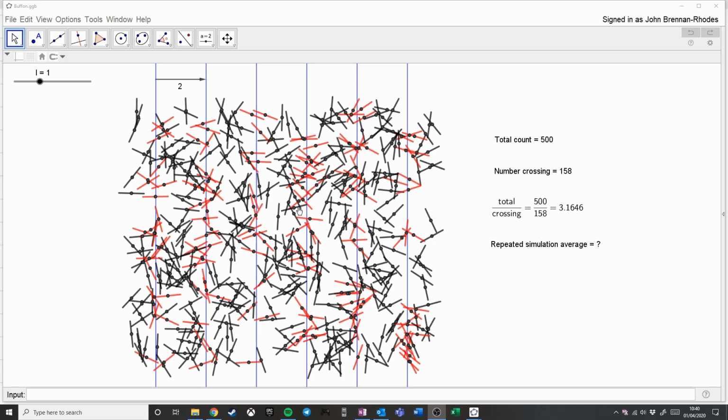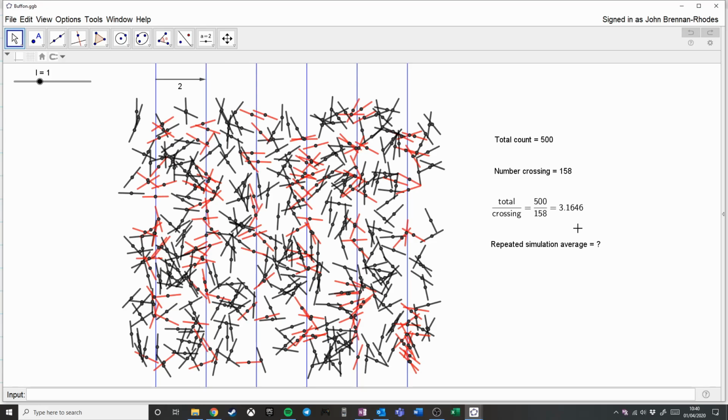I've counted how many of the needles cross the blue lines, and you can see they're coloured red, and we've got 158 out of 500. And then I've done 500 divided by 158 to get a total of 3.165.